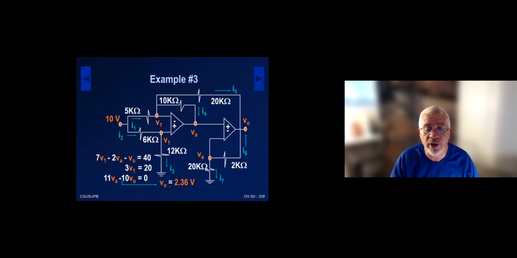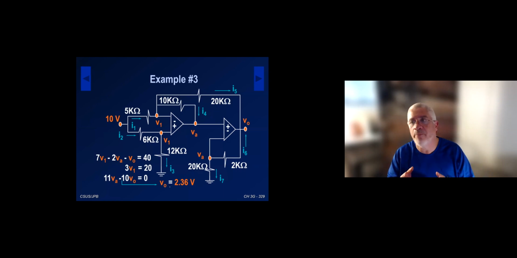So we have our 3 equations, 3 unknowns, and what I want is V0. I don't necessarily need VA or V1. So I solve for V0, usually on my calculator or on the computer. And in this case, V0 is 2.36. So I'm hoping this gives you at least an introduction now to solving circuits with ideal op amps.